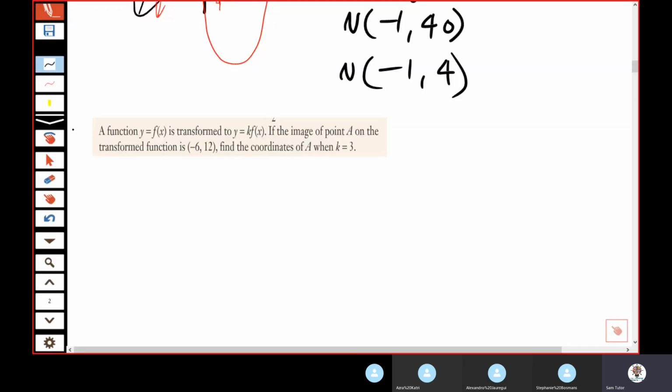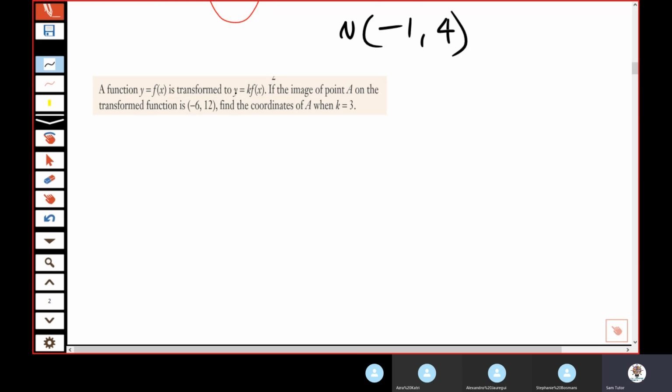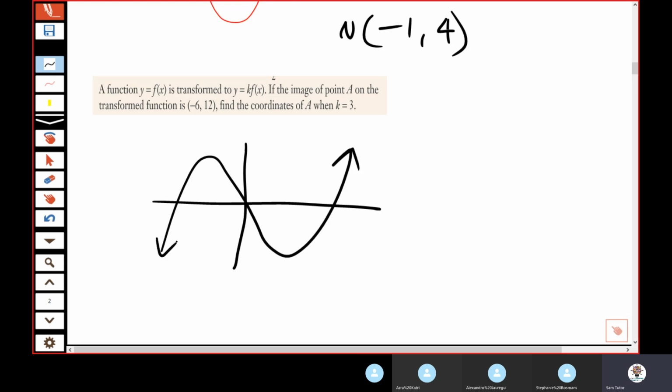Okay. A function y equals f of x is transformed to y equals k f of x. Again, we know what k does. If the image of point A on the transformed function is -6, 12, find the coordinates of A when k equals 3. So, again, you've got your original function. And then k equals 3, so you understand it's going to go sharper.